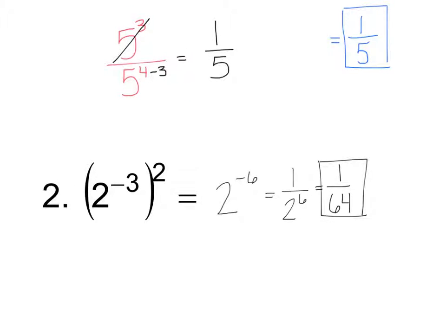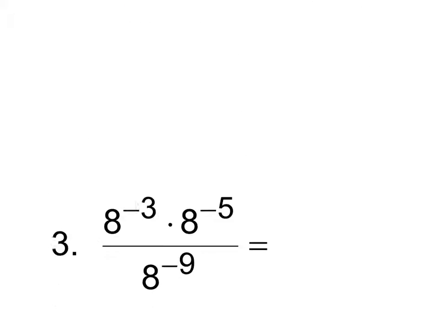Okay, notice that just because I had a negative exponent did not make my answer negative. Those aren't really connected at all. It's just about the fractions. Let's go to number 3.